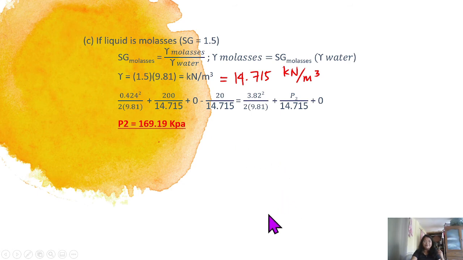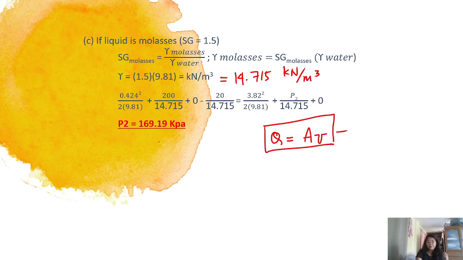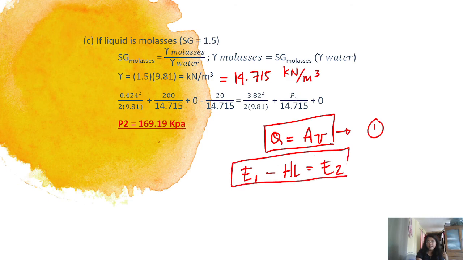That's all. Okay, so the general concept here is to first get the flow in terms of area and velocity. This is what we used in the first equation. And then, to consider head loss and energy, E1 minus HL is equal to energy 2. So basically that's really all. Just don't get confused with the units and with what to use, because that's really all there is. Actually, this is direct substitution.